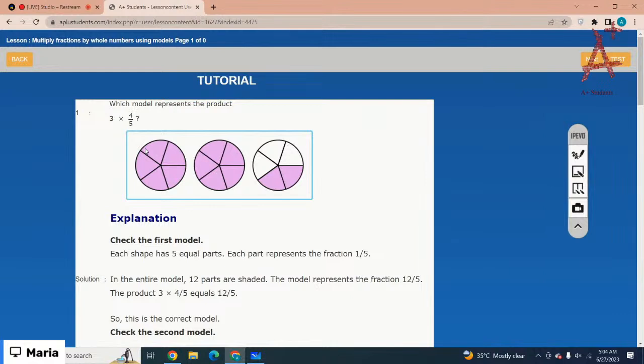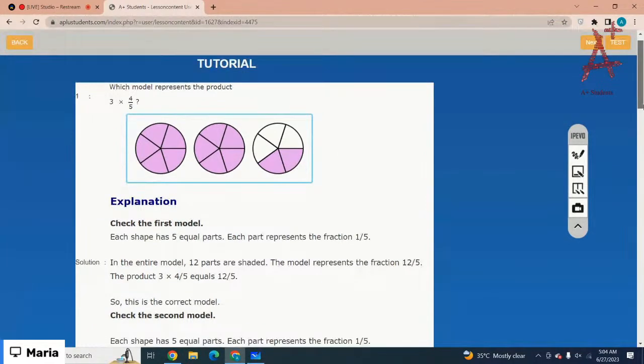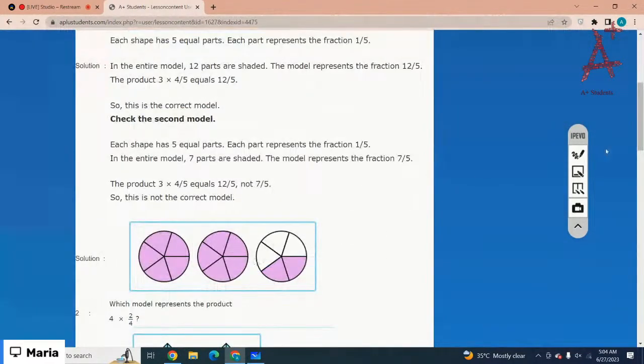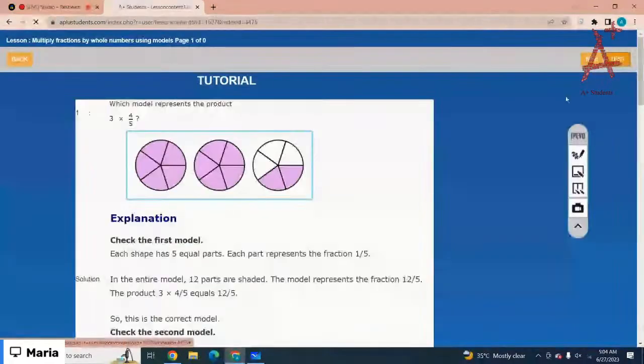So the entire model would be 3 times 4 is 12. That means 12 portions are colored. So you can see, you can count 1, 2, 3, 4, 5, 10 and 2. 12 of the portions are colored. That means that would be the correct option. Got it? You have another one. But here you are not given the options.